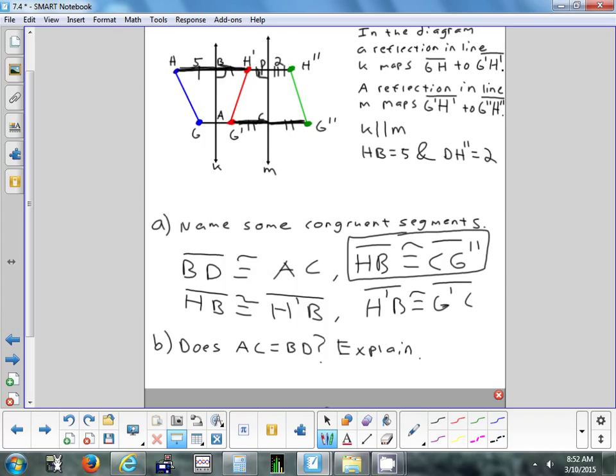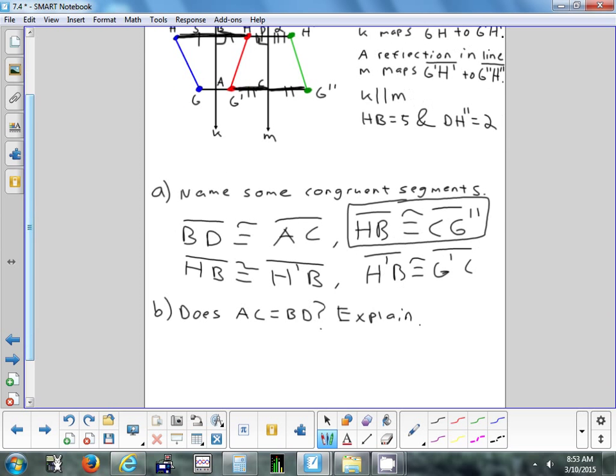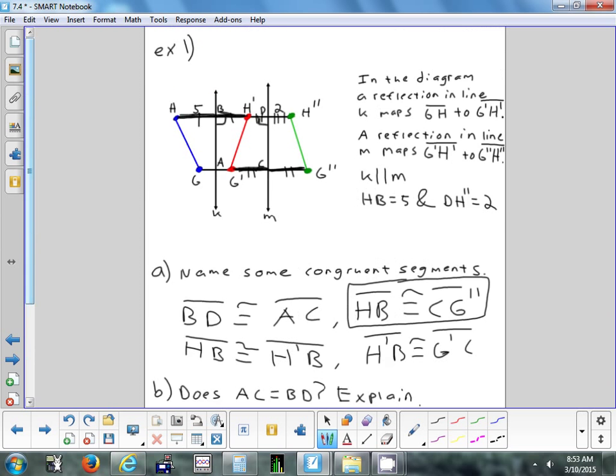We might have already answered this question, but does AC equal BD? Yeah, we already answered it up in part A. AC is congruent to BD, so their measures are equal. The answer is yes. Let's look at it. AC, right there. That's not AC, that's G prime. I'm sorry, yeah, AC and BD. Those have to be the same length, otherwise lines K and M wouldn't be parallel. So we already said that.